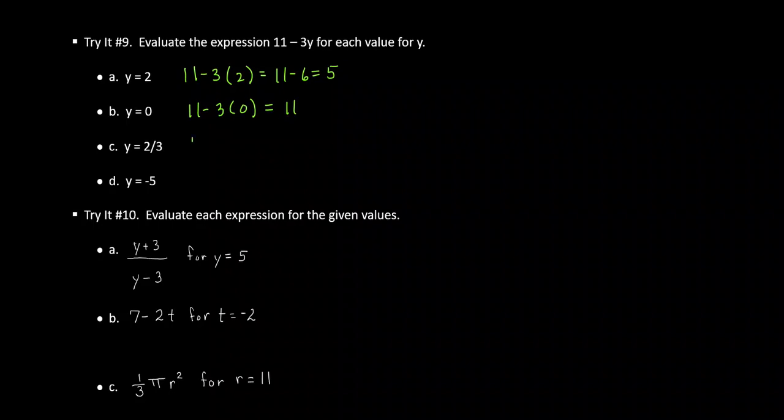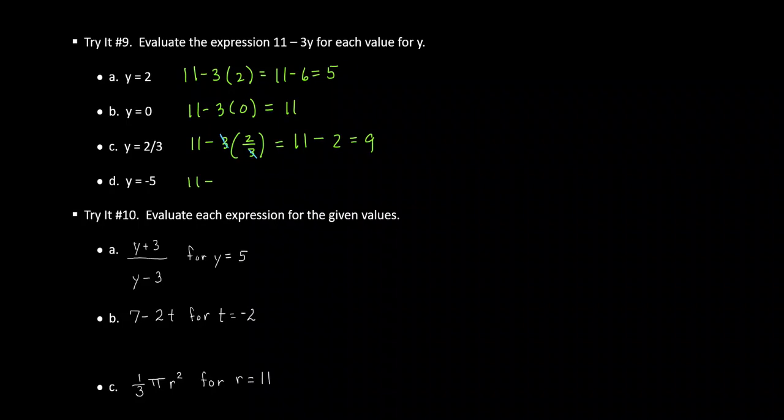And then 11 minus 3 times 2/3 equals 11 minus, and hopefully you notice that 3 times 2 over 3, you can just divide out these 3's here. 3 times divided by 3 is 1. And so you get 11 minus 2 equals 9.